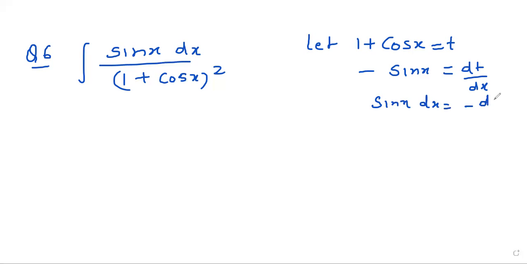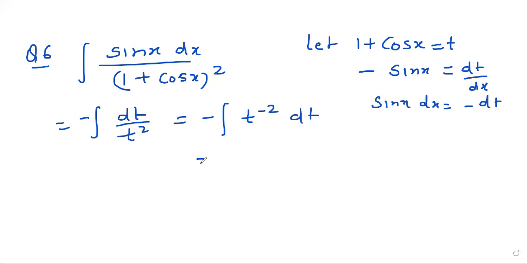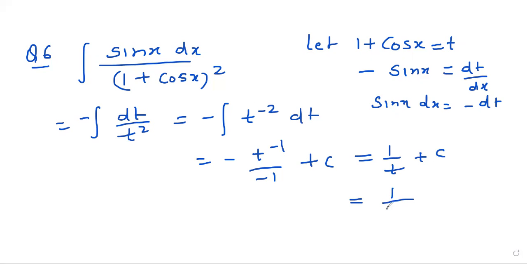equal to minus dt. So integration minus dt upon t square equal to minus t power minus 2 dt, which will give minus t power minus 1 upon minus 1 plus c, or 1 upon t plus c, which is equal to 1 upon 1 plus cos x plus c.